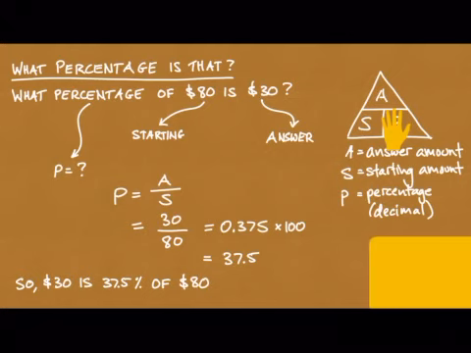Good job, well done. Now I could check it. I could start with the 80 and just apply that percentage to see if I get the same answer. So let's double check by saying, well, what's 37.5% of 80? If I multiply those together, I get 30, and I'm pretty happy that I've got the right answer. Well done.